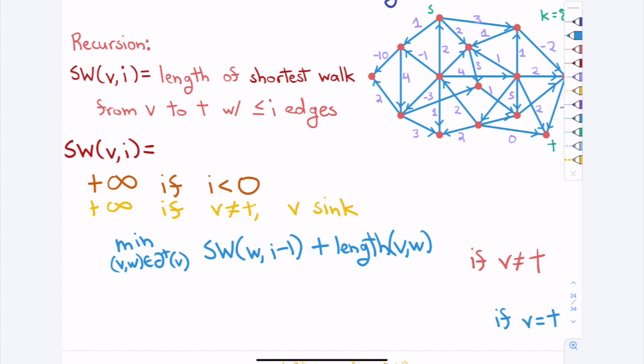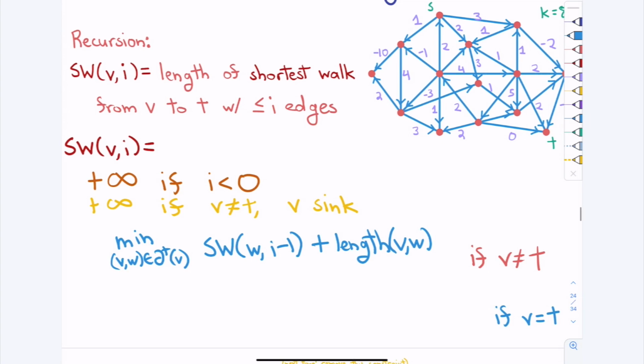Okay, so I'm at v. I have many choices of where to go next. I don't know which one, so I try them all. If I try a particular w, I get that length from that edge, and then recursively I'll find the optimum way to get from w to t, which may be positive infinity if there's no way to do it. I want to return the best one. For us, that's the minimum. I want the shortest walk. Okay, I think that's correct.